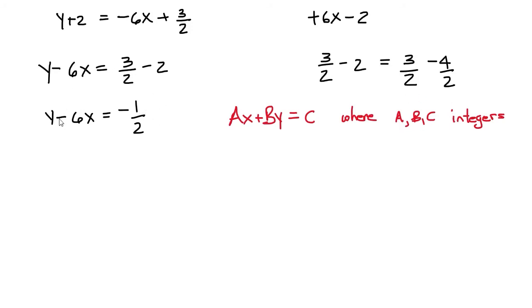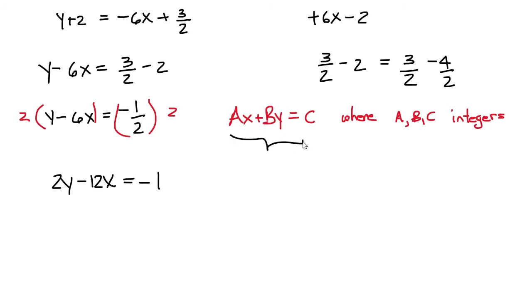So what I need to do is clear out the fractions, and I can do that by multiplying both sides by 2, because that's the denominator of the fraction, that's the least common denominator. So that will give me 2y minus 12x equals -1. And if I want to write it exactly in this format, I would write it as -12x plus 2y equals -1. And there is my standard form.